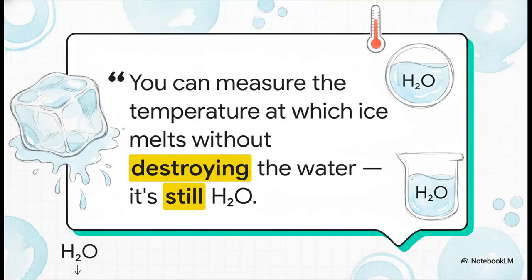Just think about an ice cube melting. You can take out a thermometer and measure the exact temperature it turns from a solid to a liquid. That measurement, that's a physical property. And why? Because you haven't destroyed the water. It was H2O when it was solid ice, and it's still H2O as liquid water. Its chemical identity is totally locked in, even though its form changed.